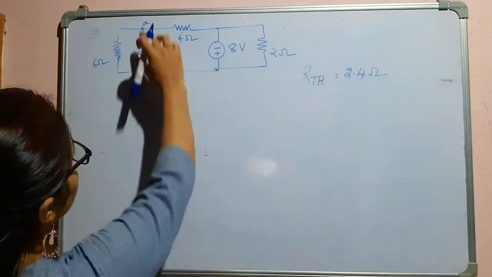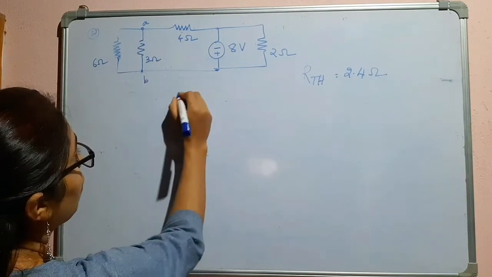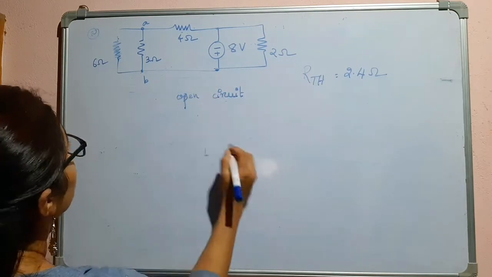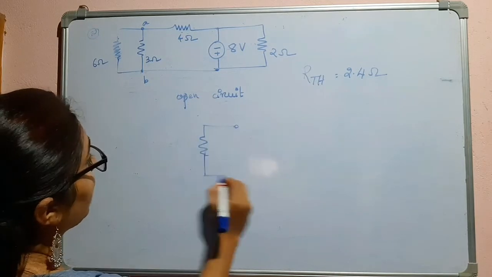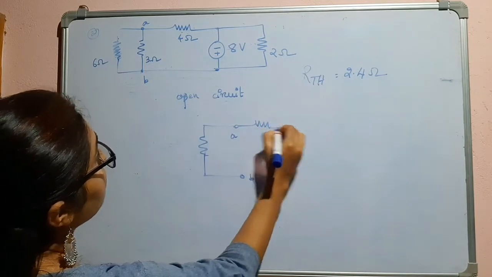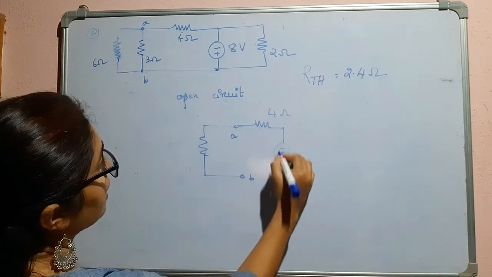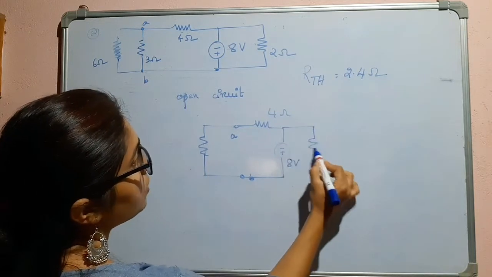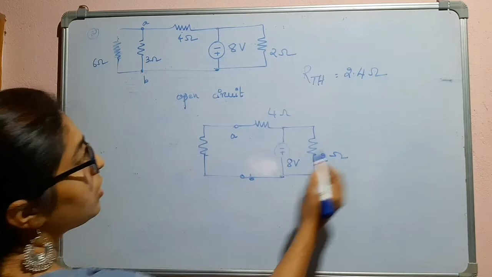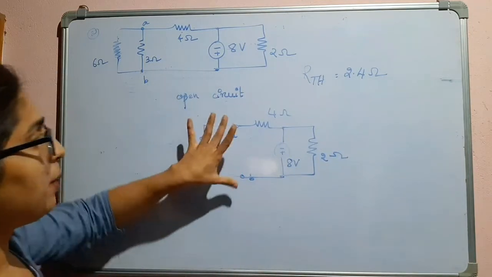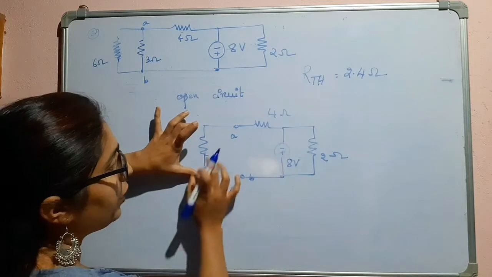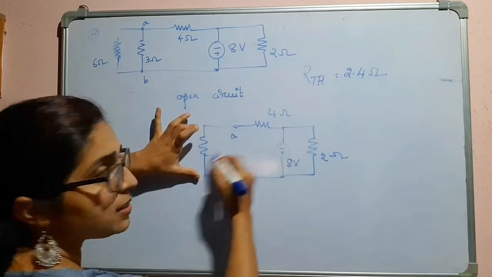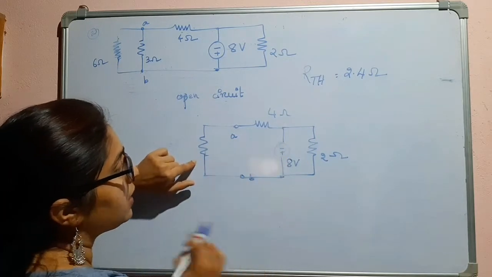Now we have to find VTH. Open circuit these terminals AB. So we have 6 ohms, then we have A and B, then we have 4 ohms, then we have minus plus, that is 8 volts, then we have 2 ohms. This is the AB. Now we have to find the voltage across this one. We can say that these two are in series.